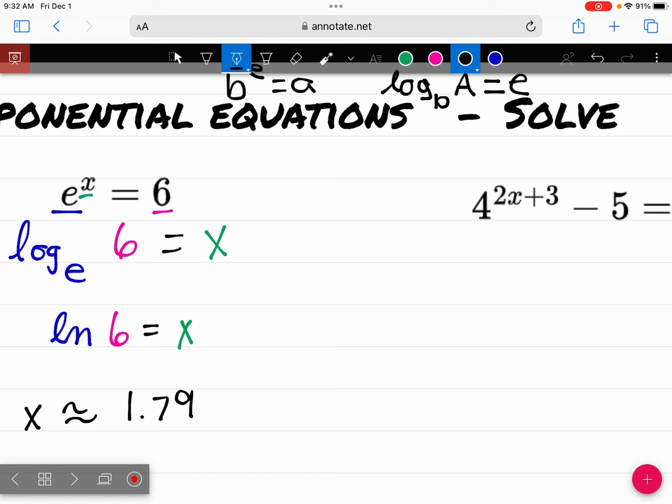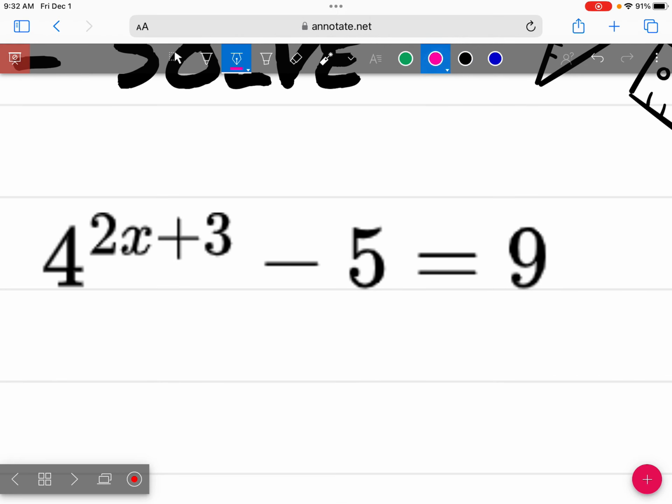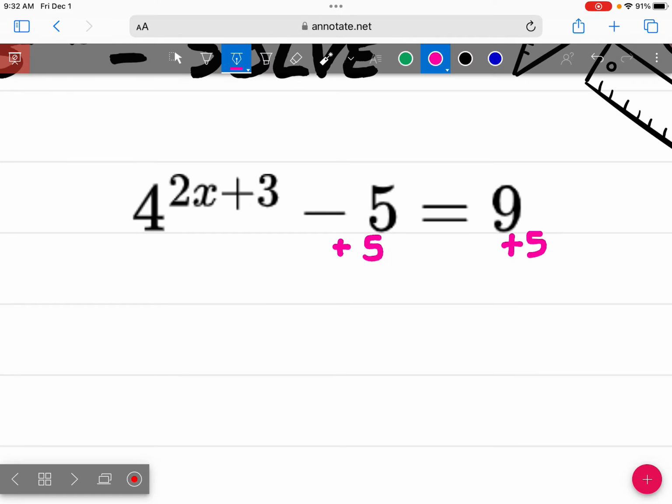So then we're going to go with this one. Separate problem. Before I can switch it into log form, I need to have my exponential all by itself first. So what are we going to do first? Add 5. And we're going to get 4 to the 2x plus 3 equals 14.